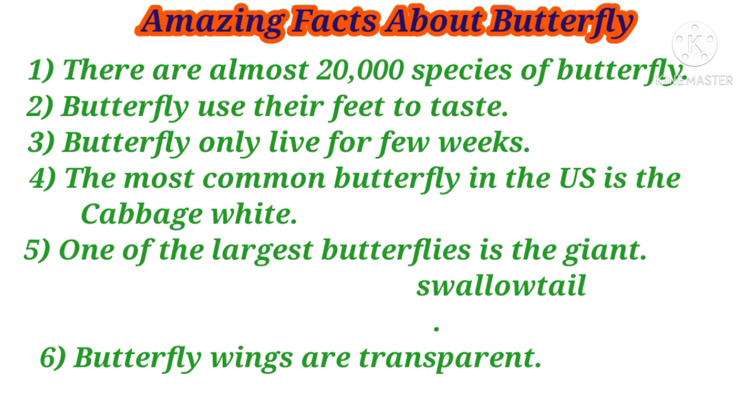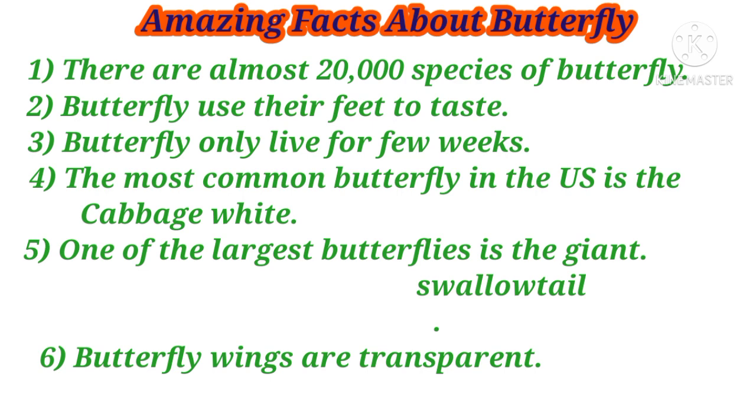The next amazing fact is the common butterfly in the US is the cabbage white. Means this is the most common butterfly in the US and the name is the cabbage white. The next amazing fact is one of the largest butterflies is the giant swallowtail. Yes, dear students, swallowtail is the name of a butterfly which is the world's largest giant butterfly.